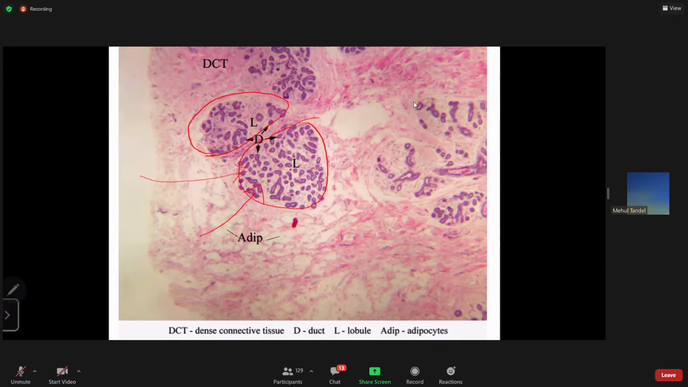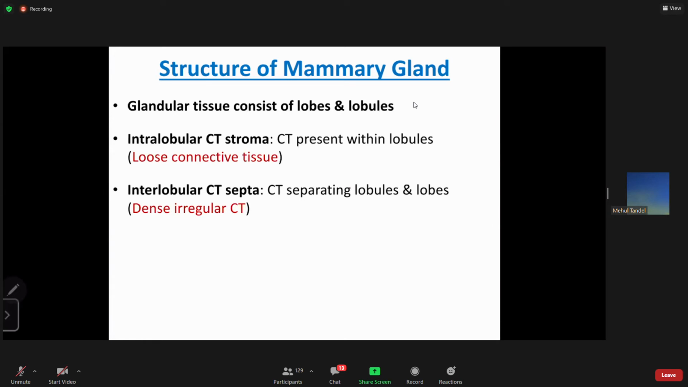This is resting, inactive, so here you will only see ducts, not proper alveoli. You can also see adipose tissue here, all adipose tissue. This is dense connective tissue, which you can see in between the lobules, looking like septa. The glandular tissue consists of lobes and lobules. Intralobular is loose connective tissue. Interlobular is dense irregular connective tissue.